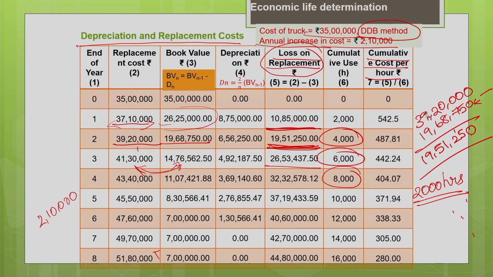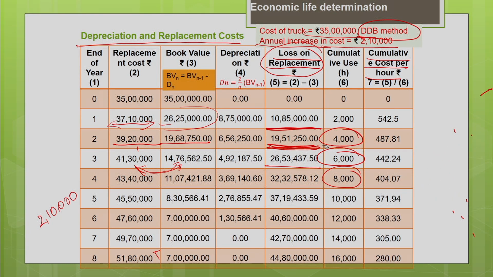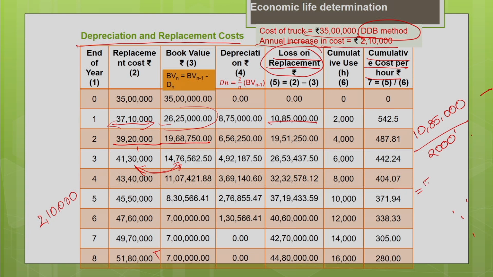Okay, so the cumulative cost on replacement at the end of first year is 10,85,000 divided by the use of the machine, which is 2000 hours. It gives me 542.5 rupees. That means at the end of the first year, the depreciation and the replacement cost associated with the machine is 542.5 per hour.